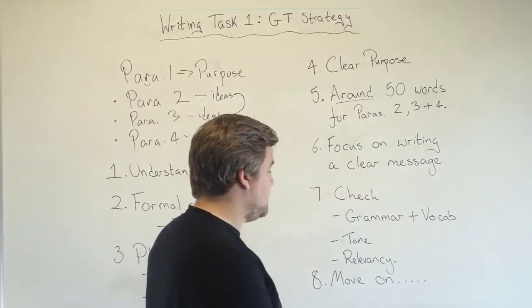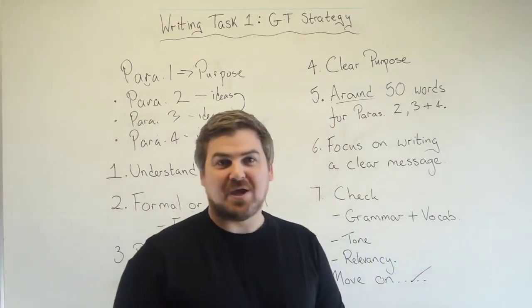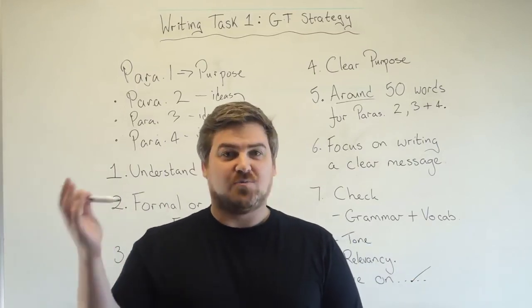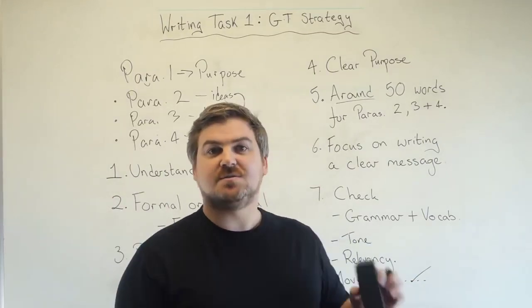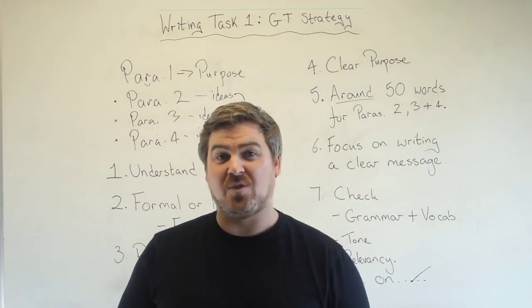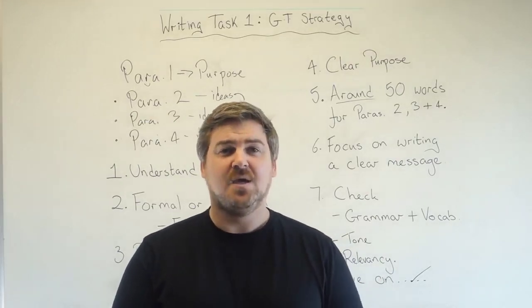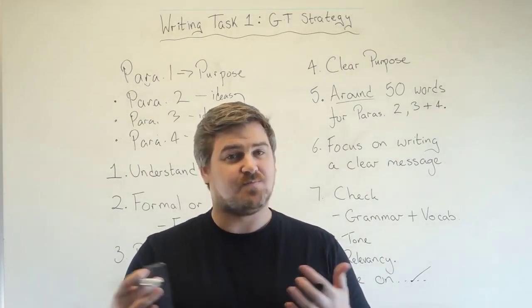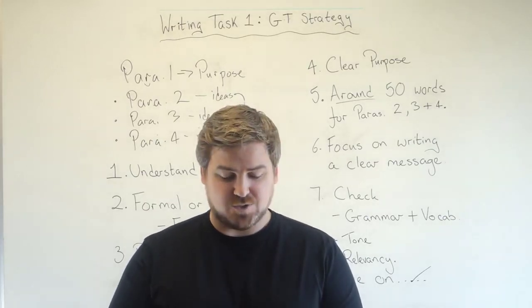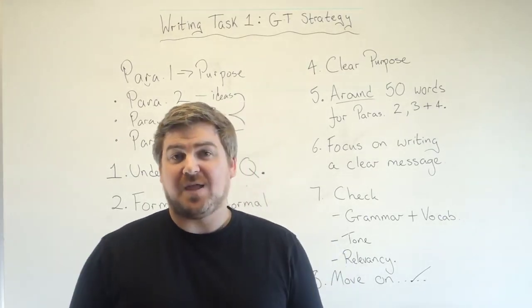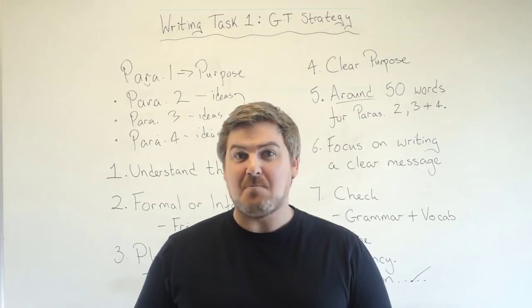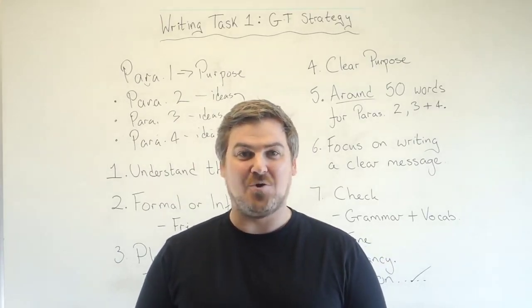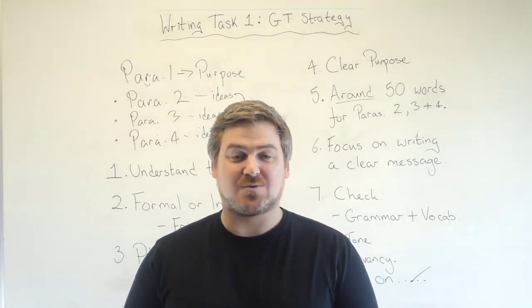And when you've done that, just move on. Alright, don't spend more than 20 minutes on this. Writing task 2 is worth 2/3. This one, task 1, is worth 1/3, which is very significant, but don't spend more than 20 minutes on it. Just move on and get on to your task 2. So, that is the most straightforward, simple strategy that I know for IELTS writing task 1 general training.